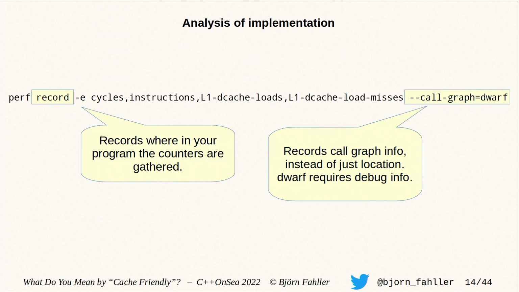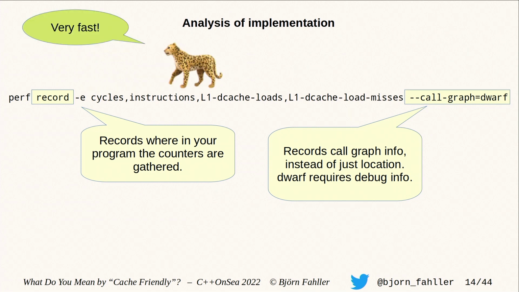I should mention that on Intel CPUs, you can use another flag, call graph equals LBR, I think. That uses some Intel internal register that works even without debug info, and it's actually faster too. But I'm on an AMD Ryzen and it doesn't have support for that. It's not as fast as perf stat, but it's fast. It's really fast.